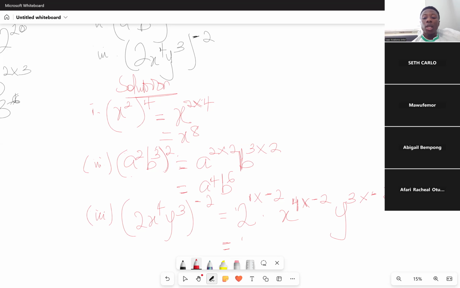So that'll be 2 index what? 1 times minus 2. Don't stress your head, just put it on the calculator. What is that? Negative 2. 4 times the negative 2, what is that? Negative 8. Then y, 3 times the negative 2 is what? Negative 6.